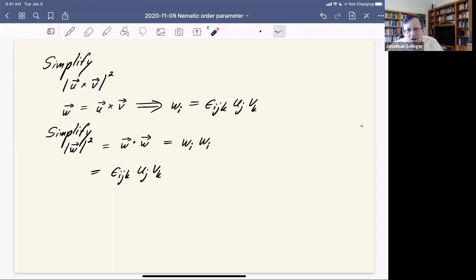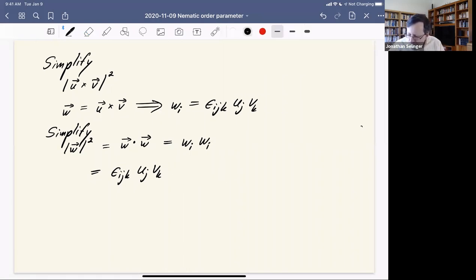I'm going to show you a wrong thing first, and then I'll show you the right thing. Here's a wrong thing. I'm going to write epsilon_ijk u_j v_k again. This is wrong because now look, I have four j's in this expression and four k's in this expression. That's bad. It creates expressions that don't make any sense. So I'm not going to do that. Let me erase that.